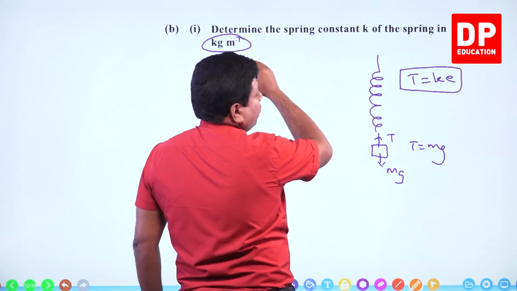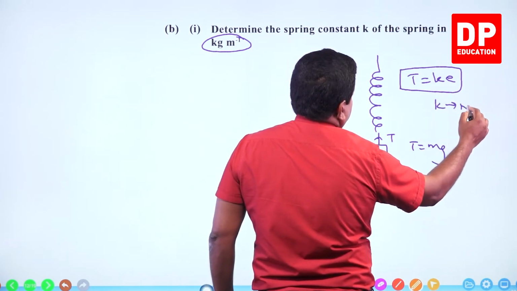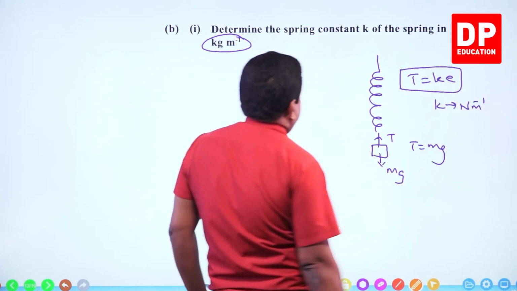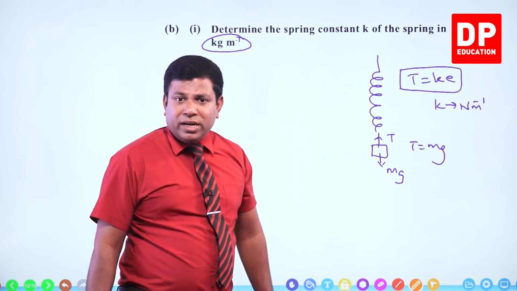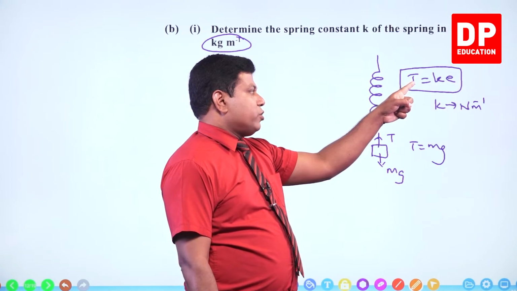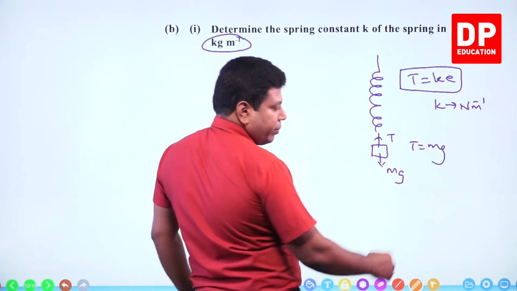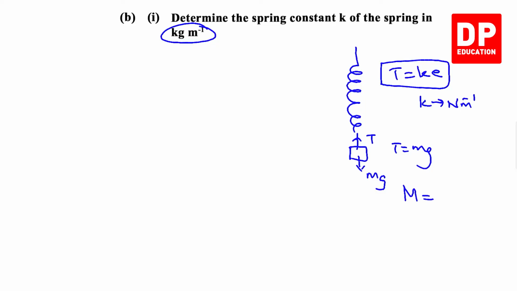Because the units you wouldn't get. K will be Newton meter minus 1. Here they say kilogram meter minus 1. So to get it in kilogram meter minus 1, you should not put this in newtons, you have to put this in kilograms. That means the mass that you attach here. So the formula is going to be M equals Ke. Then only K is going to be kilogram meter minus 1.